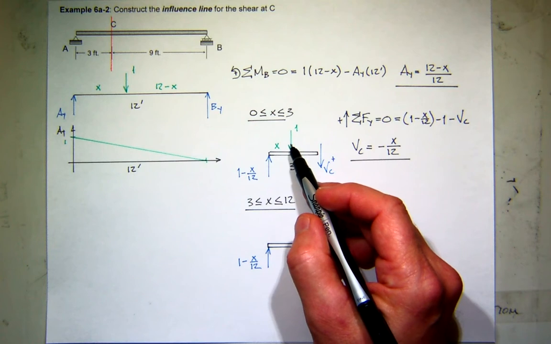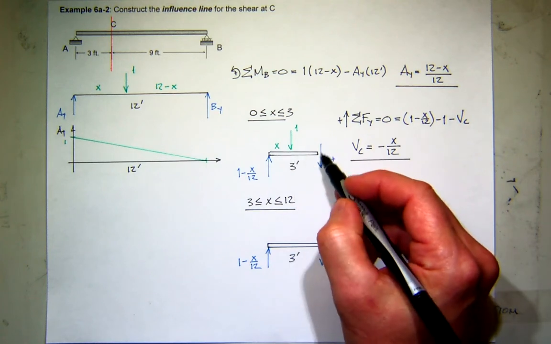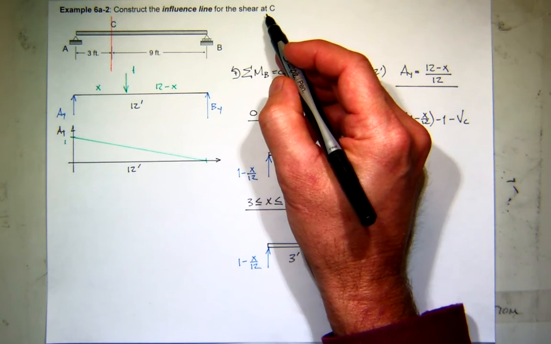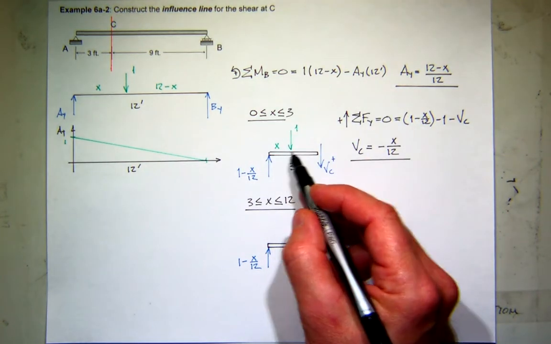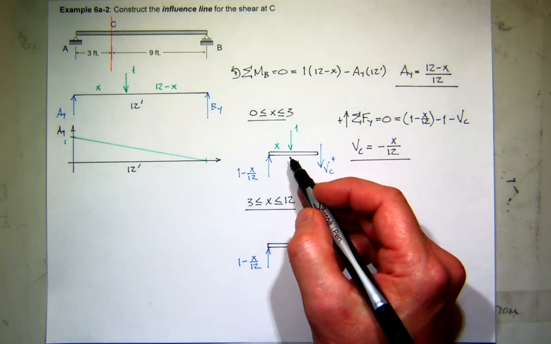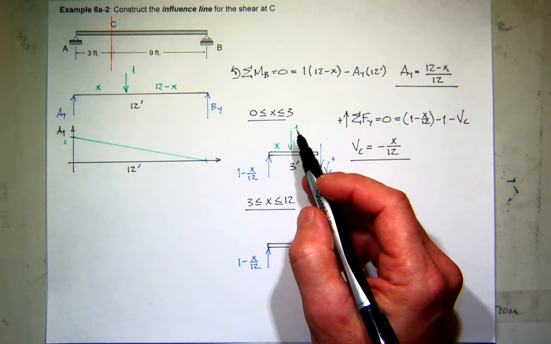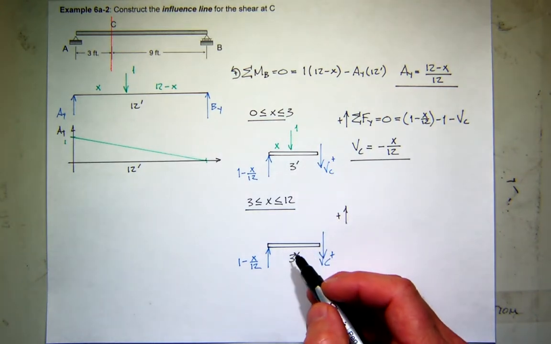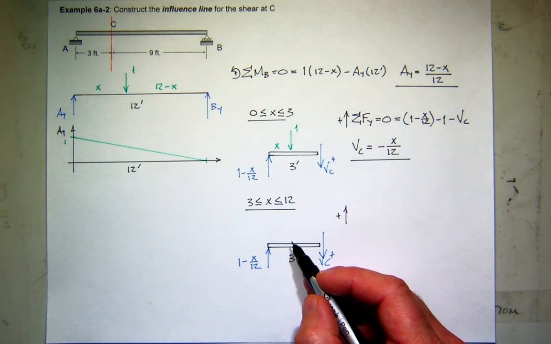This is the position of the unit load. We've already decided to cut the structure at C. Why? Because the problem asks us to. And then we decided to work the left side or the right side. We decided to work the left side. That's it. You're locked into that. Now the only thing that's going to vary is the unit load there or is it not there? That's it. In this case, it is not there.